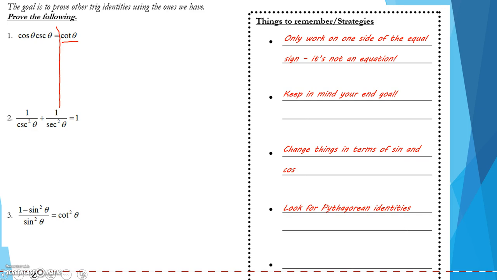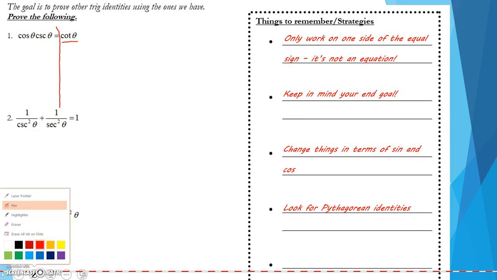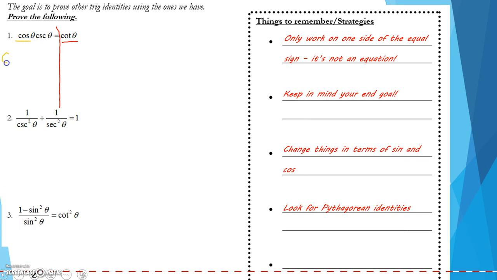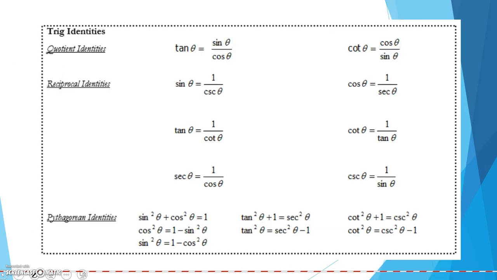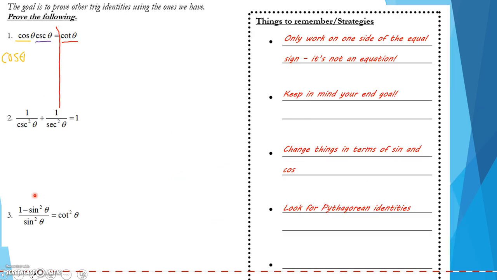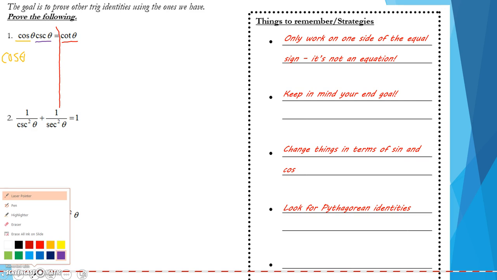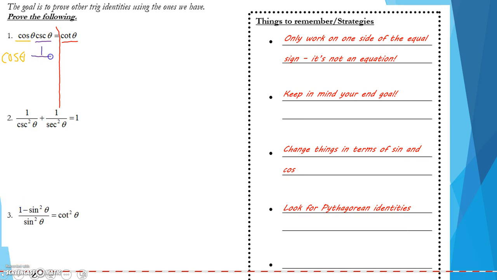And so I'm going to change things and turn them into sine and cosine. So this cosine right here is already in terms of sine and cosine. So I'm just going to recopy that down. But this cosecant, it is not in terms of sine and cosine. So I'm going to go to my identities, and now I'm going to figure out how I could change that into sine and cosine. So cosecant, the first time I see cosecant is right here. Cosecant equals 1 over sine. And so that puts it in terms of sine and cosine. So I'm going to change that to 1 over sine. So that's my first step.